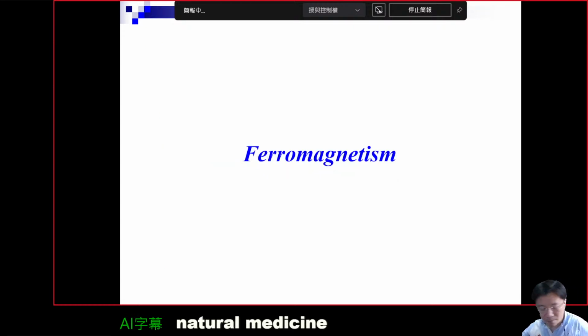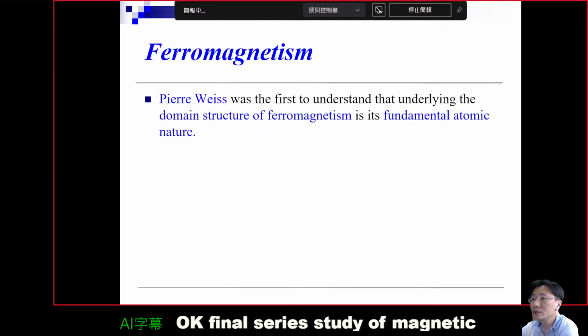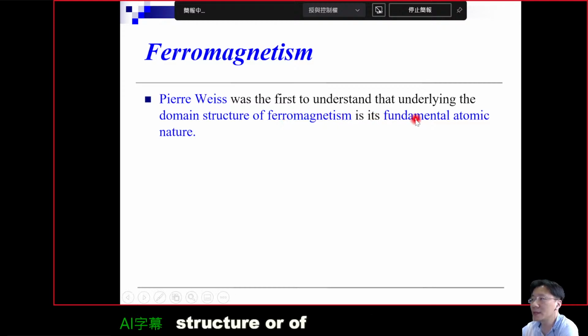Okay, any questions? No? Okay. So the final one of the theory is about ferromagnetism. Okay. So Weiss was the first to understand the domain structure of ferromagnetism and its fundamental atomic nature.